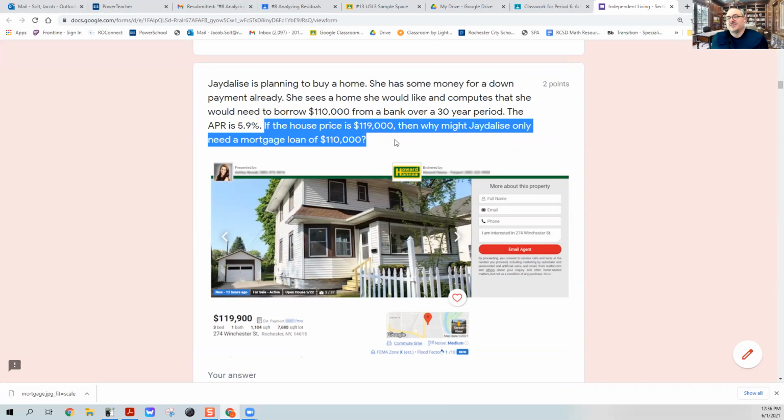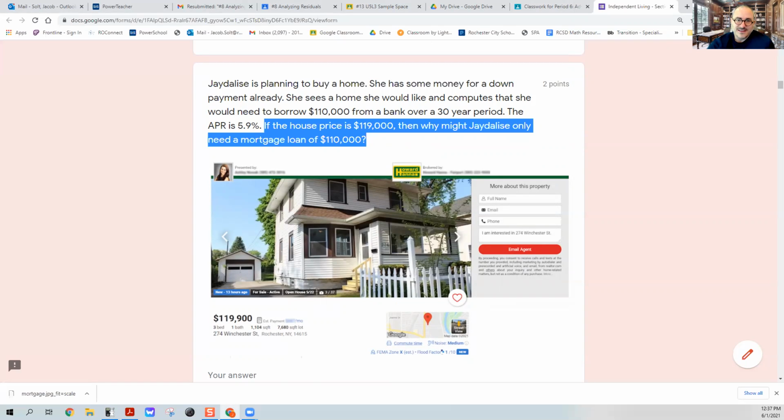Aha, interest maybe. Someone says interest. It's actually not going to be interest here. I'm glad you said that. Interest is an important part of this, but that's not why she's getting a loan for less than the house price, though. It's in the word problem. Good brainstorming, though. Anybody else got any ideas?